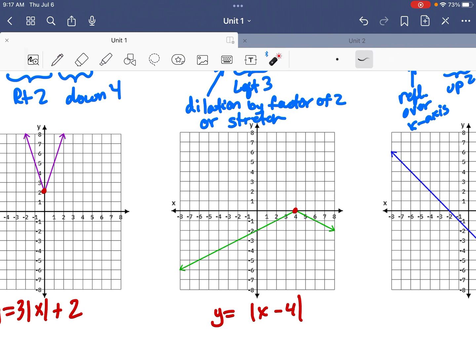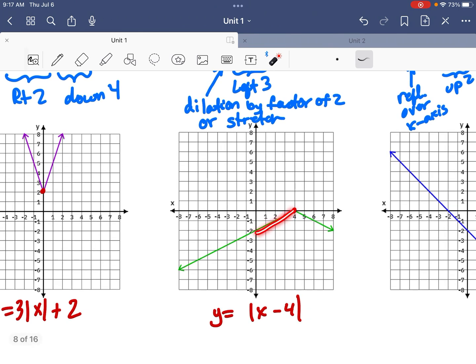I don't have up or down, so I'm not going to put anything out here. But look at this thing. It's upside down, so I know I'm going to have a negative sign here. And look at my slope. Down 1/2, 1/2. So it's a slope of 1/2. So I have a negative and a 1/2.